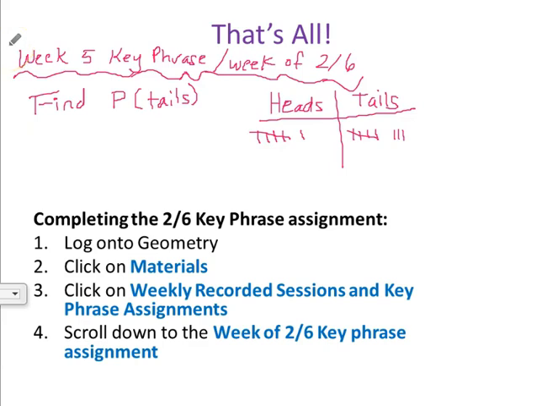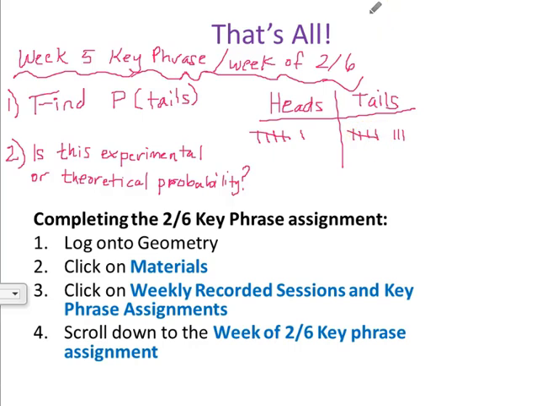So a student is keeping track of throwing a coin up in the air and tallying how many times it landed on heads and how many times it landed on tails. So your first step is to find the probability using the data in number 1, and then is this an example of experimental or theoretical probability? So answer both those questions.